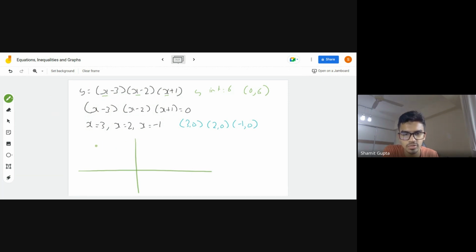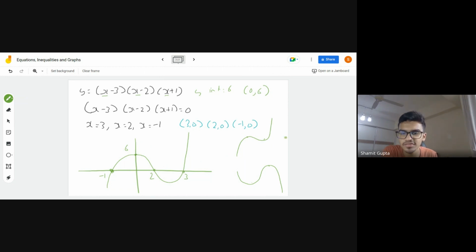It seems like this cubic graph will look like this. Okay, this is how cubic graphs work. Cubic graphs either have a shape like this or have a shape like this, because they usually have 3 x-intercepts and one y-intercept. So they'll have 2 turning points usually. In this case, this will be -1, this will be 2, this will be 3, this will be 6.